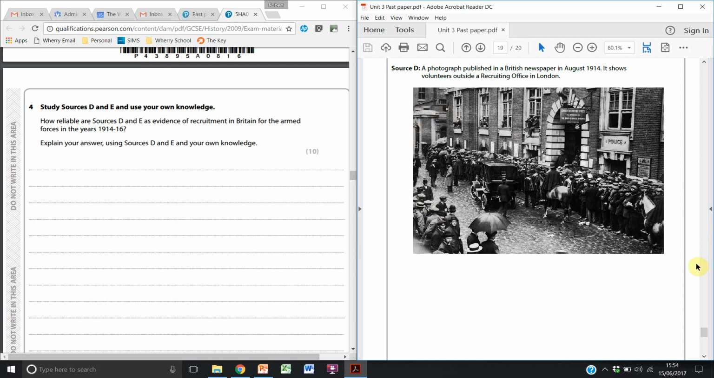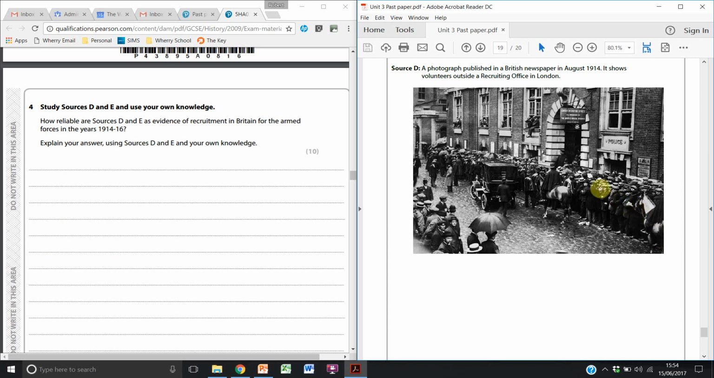So that reduces the reliability. Also, it was published in a British newspaper. We know that under the Defence of the Realm Act, all information and newspapers especially were censored by the government. And so this photograph is a piece of propaganda. It has been staged. Okay?